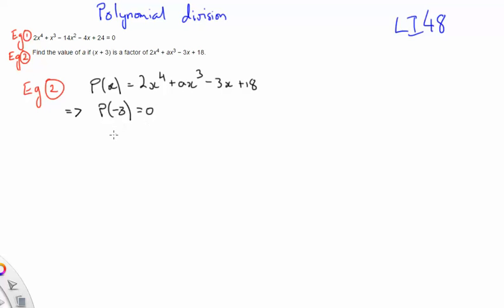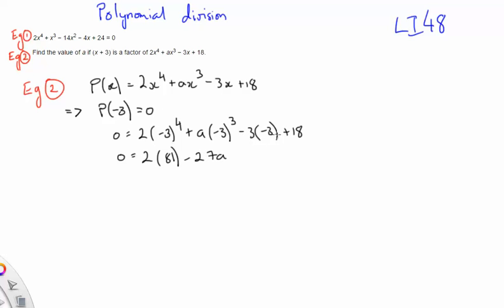So p of negative 3 is 0. So 0 equals 2 times negative 3 to the power of 4 plus a times negative 3 cubed minus 3 times negative 3 plus 18. So that's 0 equals 2 times negative 3 to the power of 4, which is 81. This is negative 27a. This is plus 9. This is plus 18. This is 162 minus 27a plus another 27. 162 plus 27 is 189 minus 27a, and this all equals 0.